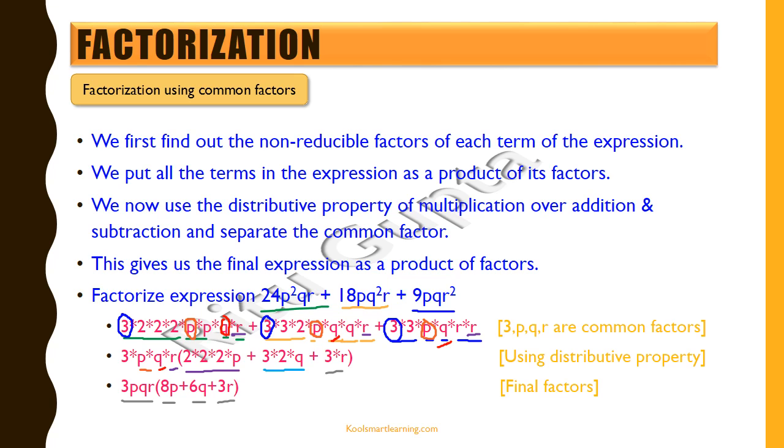And so, looking at this notation of the expression, we can say that 3, p, q and r are the factors of this expression, and the expression 8p plus 6q plus 3r is also a factor of the given expression.